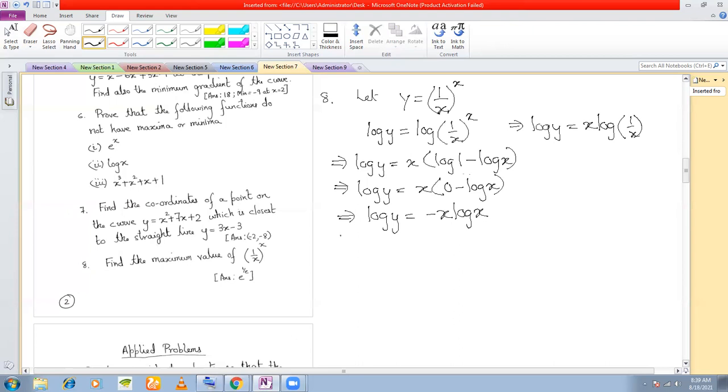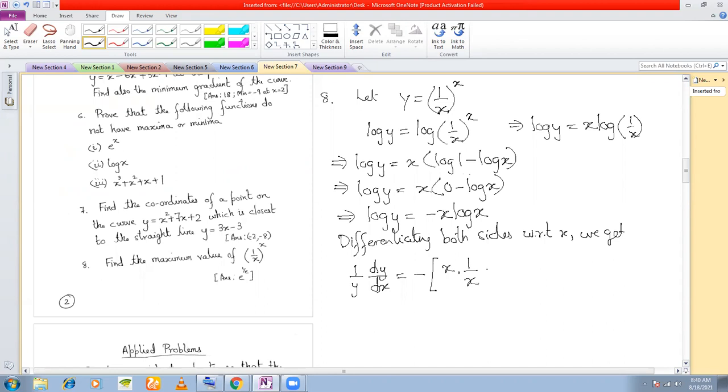Now, in order to find dy dx, we differentiate both sides. Implicit function, if you remember, differentiating both sides with respect to x. We get 1 by y dy dx is equal to minus, differentiate by u into v rule inside the bracket. The derivative of log x is 1 by x, multiplied by x, plus log x into the derivative of x, simply 1. So you get here minus (1 plus log x).